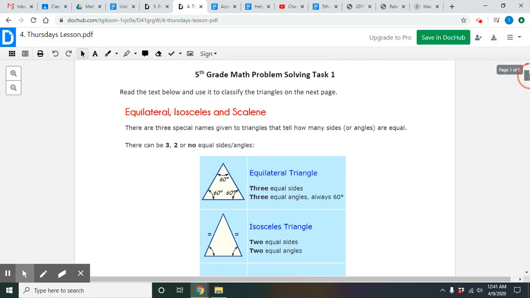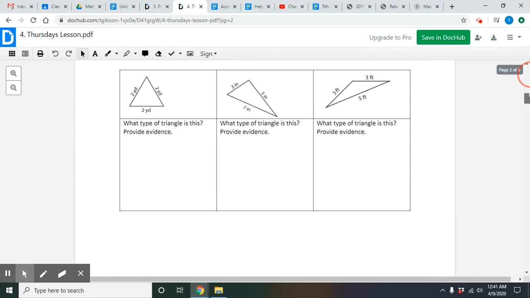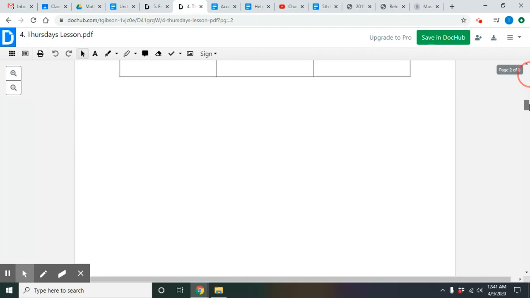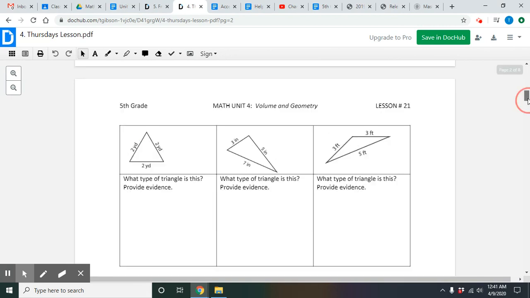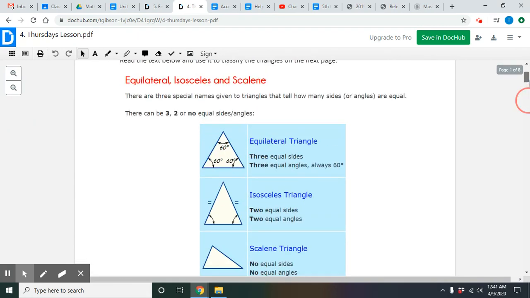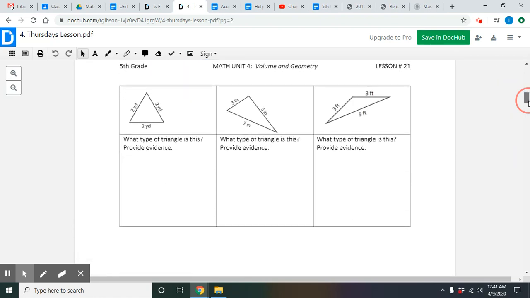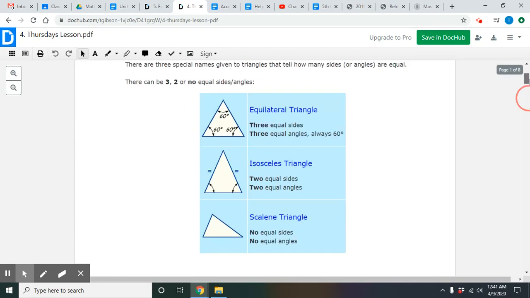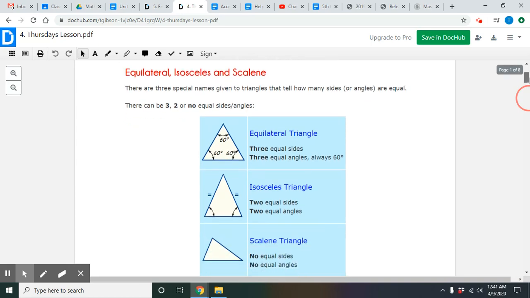So you're going to use this first page to help you identify these three right here and then stop. You're going to use that first page of these three different types of triangles to help you answer these three types of questions right here and identify what type of triangle it is and provide evidence. Your evidence should be coming from this table right here. Go ahead and pause the video and get started.